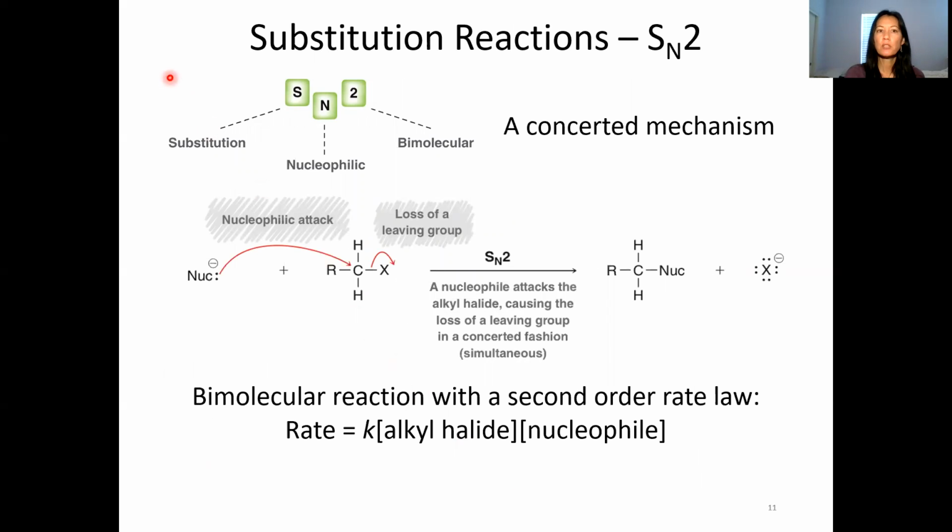So today I'm just going to focus on SN2 reactions: substitution, nucleophilic, bimolecular. Concerted, this happens all at the same time, simultaneously, to give your product. It's bimolecular with a second order rate law, meaning the rate is dependent on the concentration of the alkyl halide as well as the concentration of the nucleophile, because both need to be present, both are interacting, both are present in the transition state and kick out the leaving group.